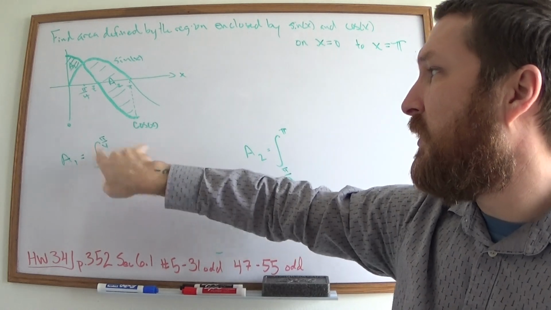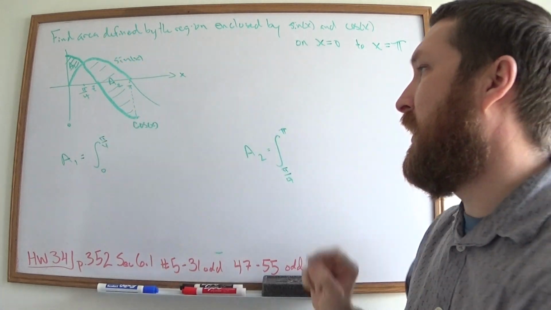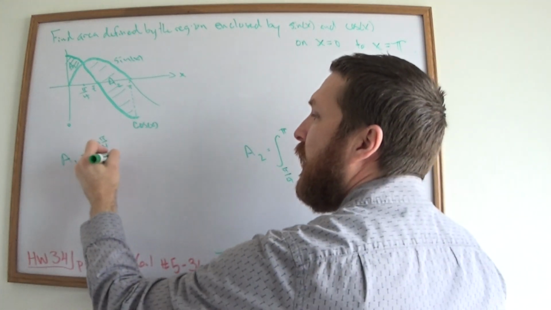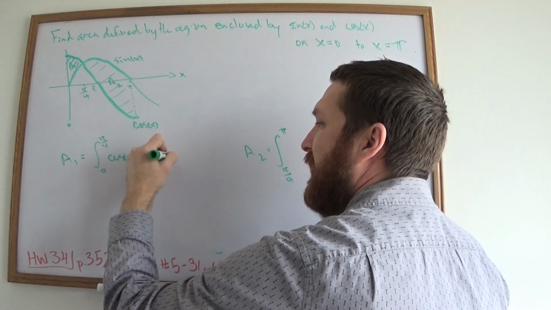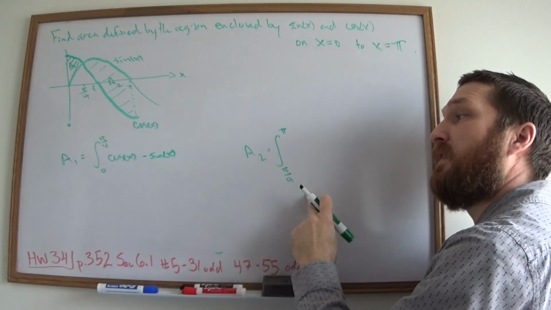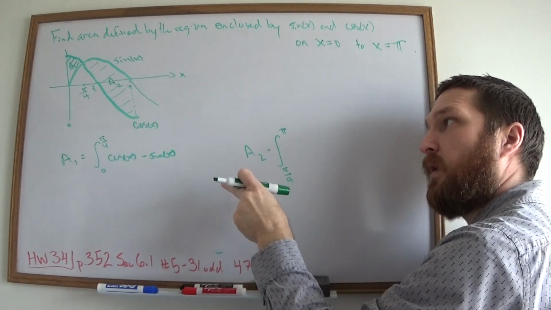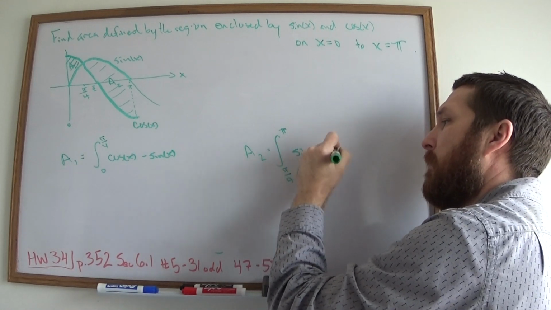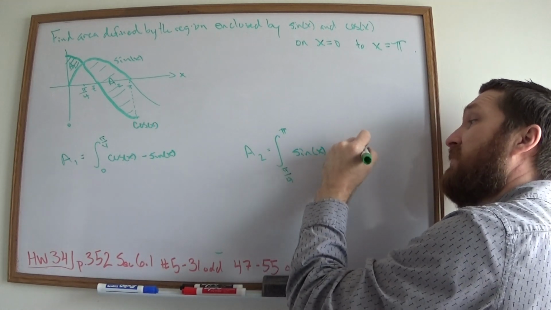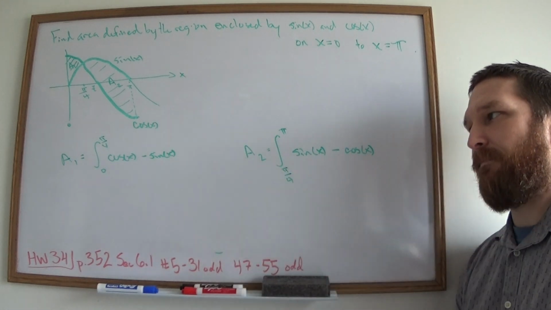So over here, what minus what? Cosine x minus sine x on that one. And over in this region, we want sine of x minus cosine, the bigger one minus the smaller one, which in this region is that guy right there.